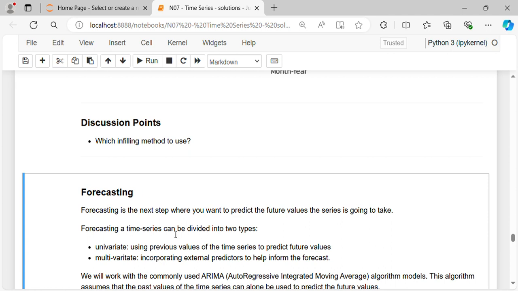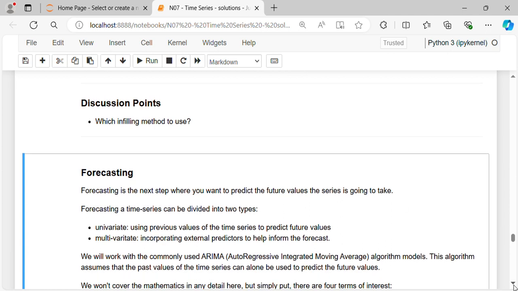Now, for the forecasting, in this lab we will be looking at the forecasting. Forecasting is the next step where you want to predict the future values the series is going to take. Forecasting a time series can be divided into two types: univariate, using previous values of the time series to predict future values; multivariate, incorporating external predictors to help inform the forecast.